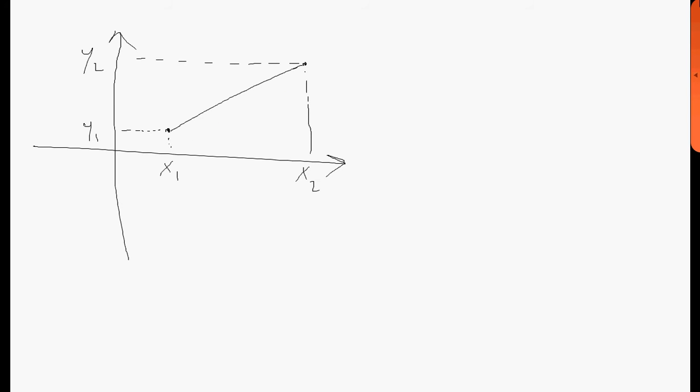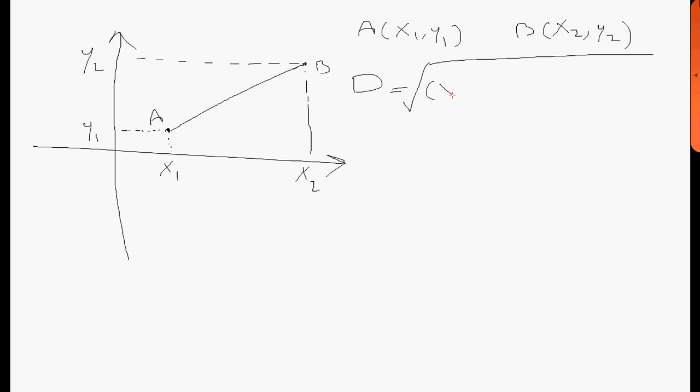The formula would be, so let's say that the points are A and B. Point A is x1, y1, and point B is x2, y2. Then the distance between these 2 points is given by this formula: the square root of x2 minus x1 squared plus y2 minus y1 squared.